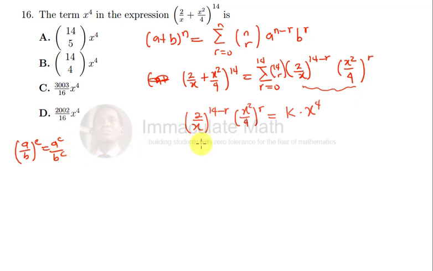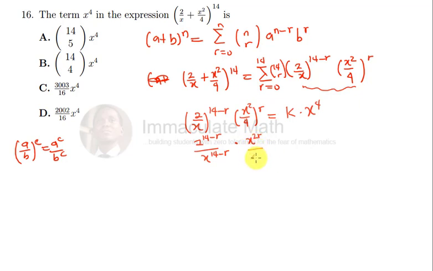So that means I will have 2 raised to the power 14 minus r, all divided by x raised to the power 14 minus r, then multiplied by x raised to the power 2r. I'm using my law of indices. This is x raised to the power 2, now raised to the power r again. That means 2 will multiply r, so I will have x raised to the power 2r, right?